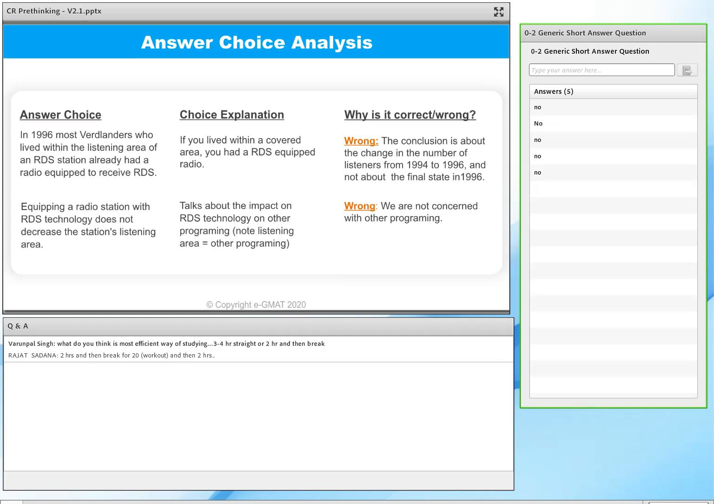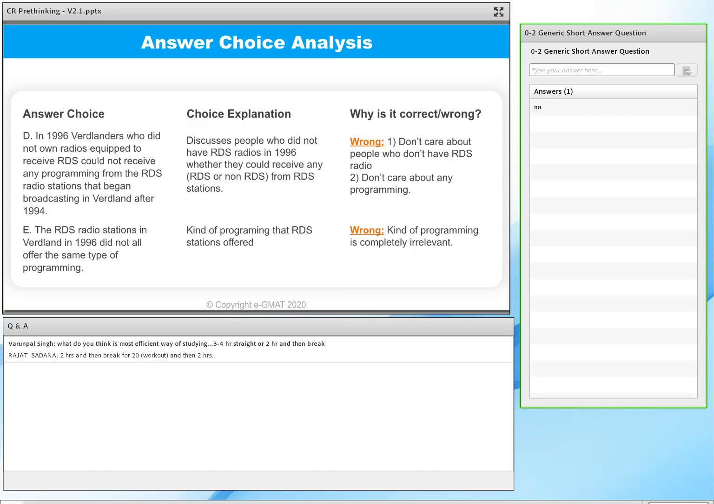Equipping a radio station with RDS technology does not decrease the station's listening area. Okay. Now, if there is no RDS technology in a station, can it broadcast RDS programming? The answer is no. So even if it decreases the station's listening area, it doesn't have any impact on us. Why? Because our conclusion only talks about RDS programming, not non-RDS programming. Okay, so that's not there.